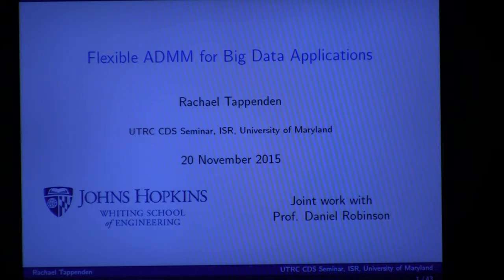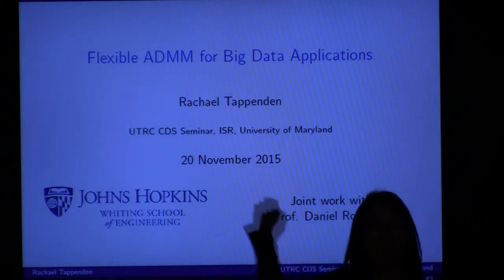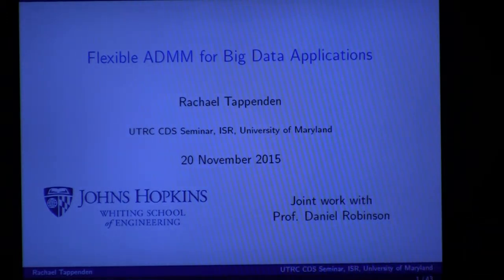So today I'm going to talk about flexible ADMM for big data applications. This is joint work with my postdoc advisor, Daniel Robinson at Hopkins. I'm mainly interested in design of algorithms, so the talk is mainly going to be about this ADMM algorithm, but it's motivated a little bit by some big data applications. So I will try to provide a little bit of motivation, where are some of the applications where this algorithm might be useful.